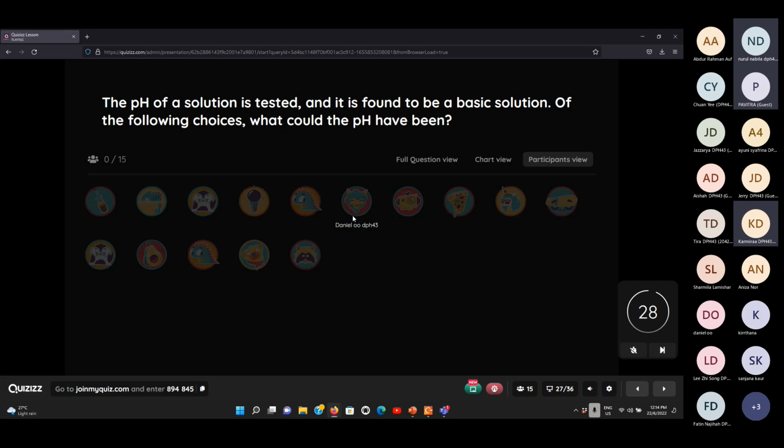Lagi 5 more minutes kita akan end our class. Okay, please bear with me. Kita ada lagi 9 slide. Kita akan power through. If the pH of a solution is tested and is found to be basic, of the following choices, what would the pH have been?